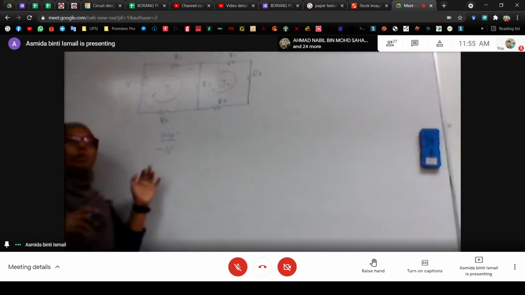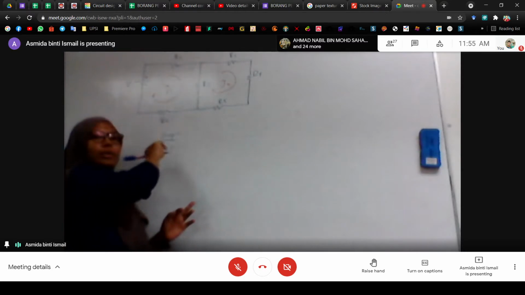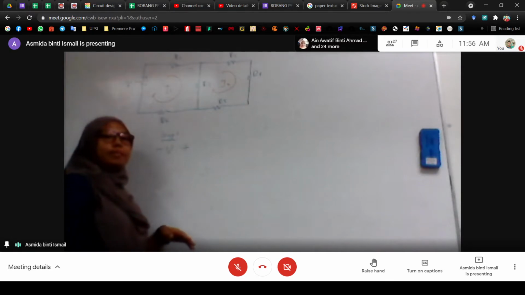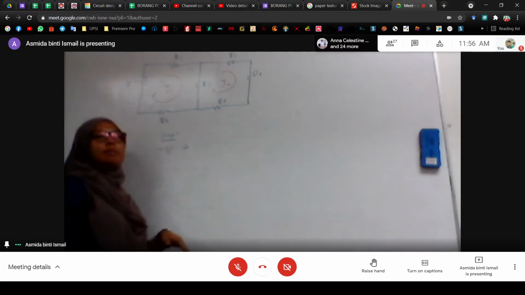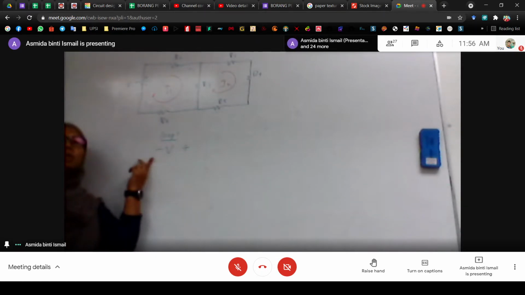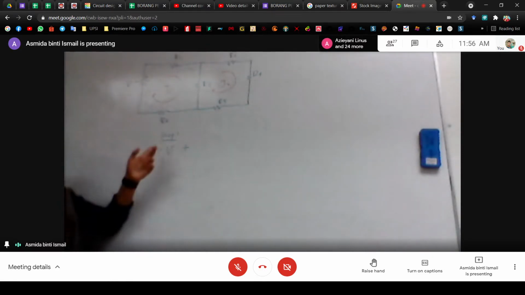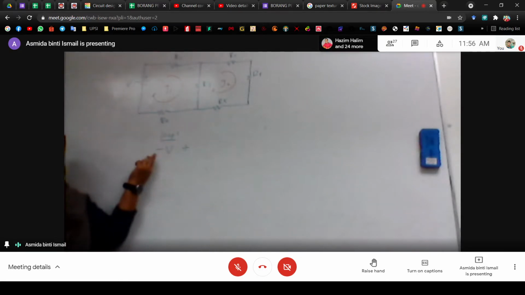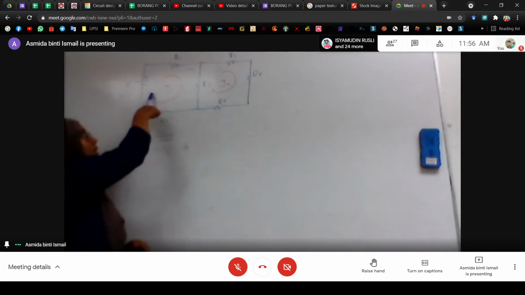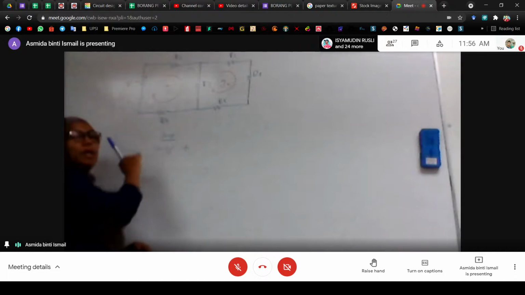Okay, for your load or for the resistor, you just put it positive. You need to consider whether it's negative or positive only for the voltage source. To know whether it's positive or negative, just look at the arrow of your loop. Just look at that arrow.